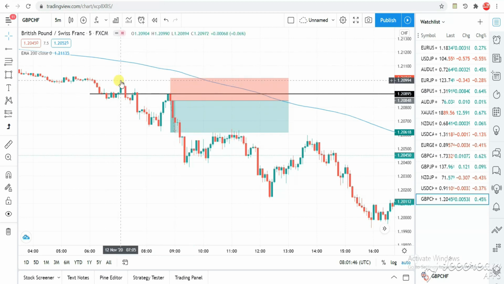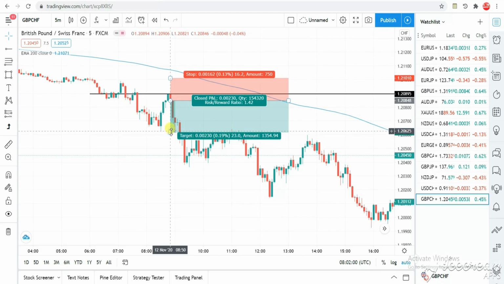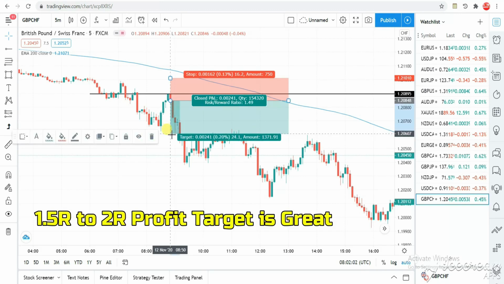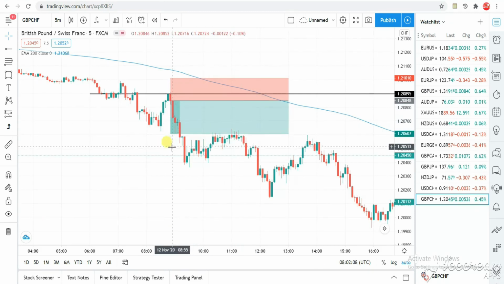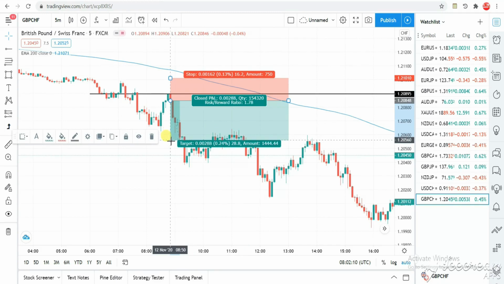But for just newbie beginner traders, you can just use the previous market structure highs, like this one, and place your stop slightly above it. And yeah, that's how I trade this scalping strategy. And guys, because it's called scalping, taking a 1.5 is going to be a really great profit target. Or at the maximum, I recommend you take 2.